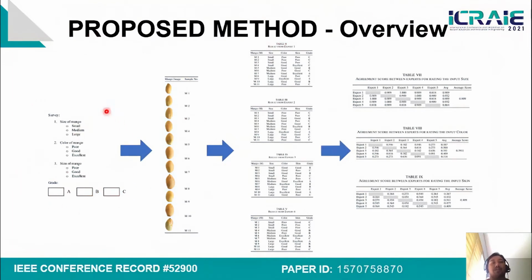We start with the user study. We ask experts about the size, the color, and the skin of the mango, and they give a rating for 11 mangoes. From the answers, we extract the rule base for expert 1 until expert 5. Due to limited space, I just show 4 experts. Then from all these results, we compute the statistical agreement score among all the experts for a particular input size, input color, and input skin.